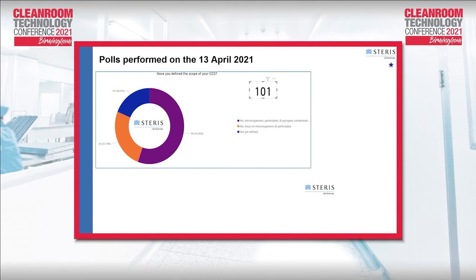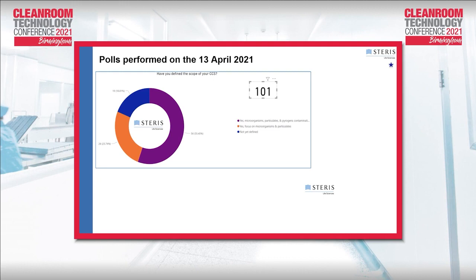We have asked the question, have you defined the scope of your CCS? And it's pretty amazing. 55% say yes, it's for micro, particle, and pyrogen. And then you have 25% that say yes, but we only focus on micro and particles. And you have the rest who say it's not yet defined.